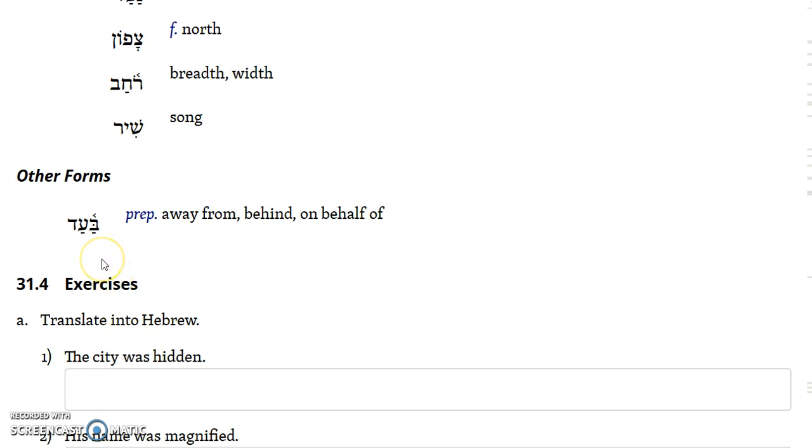And one other form, ba'ad, means away from or behind or on behalf of. It's actually preposition ba plus preposition ad combined with each other, ba'ad. Ad meaning until, but ba'ad together comes to be used idiomatically, away from, behind, or on behalf of.